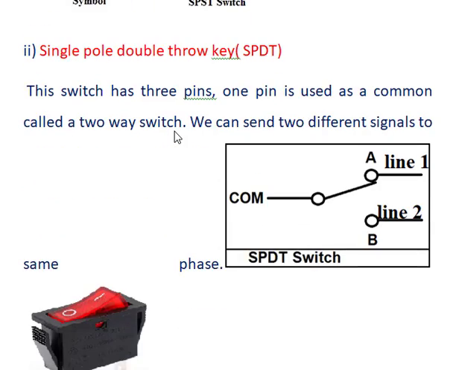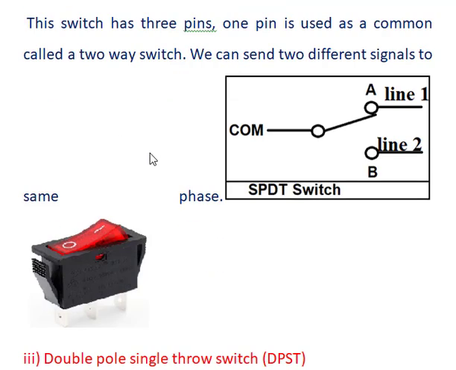Next one is the single pole double throw key. This switch has three pins. One pin is used as a common, and it is called a two-way switch. We can send two different signals to the same phase. So it is a common, and there are line 1 and line 2. We can connect either line 1 or line 2 using the common pole.